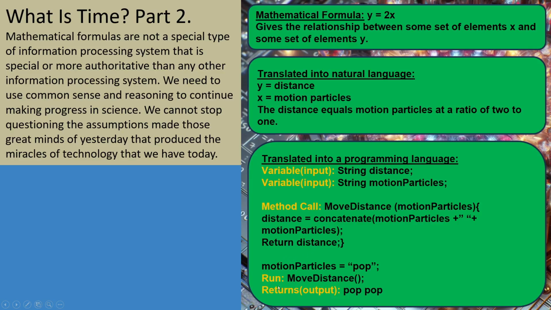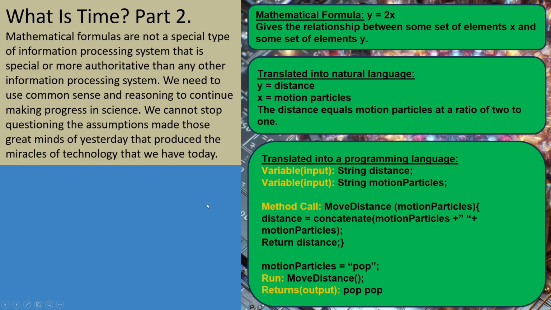Then when you actually run it, here we define motion particles as the string pop, and we run this moveDistance, which is this method call, and it returns the output pop pop, because it just takes pop and doubles it up. Functionally equivalent. All these are functionally equivalent. This programming language just happens to control an actual physical system on a microchip, controlling all of the little electronic impulses and switches to actually make it happen. But all of these are functionally equivalent.